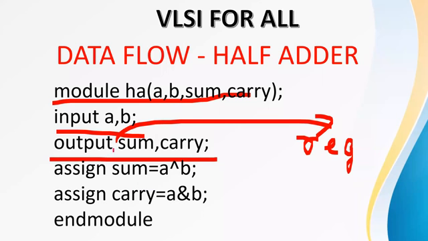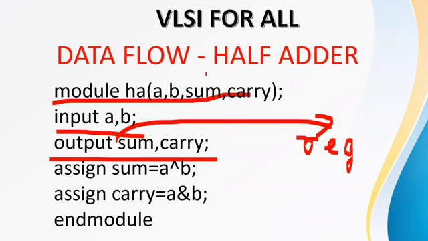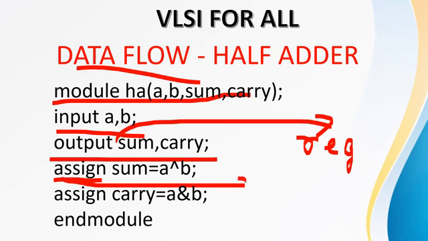Okay. So coming to output, sum and carry, you can see the difference that I have written reg here in the previous slide. That is the behavioral style of coding. But in the half adder at data flow level, I have not written reg because this assign represents the continuous assignment. In data flow, we'll use continuous assignment.